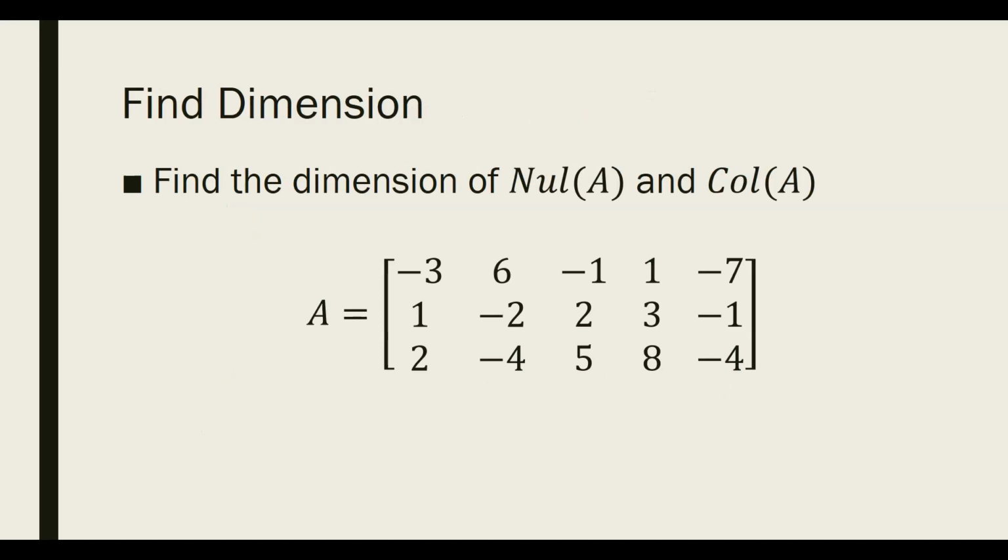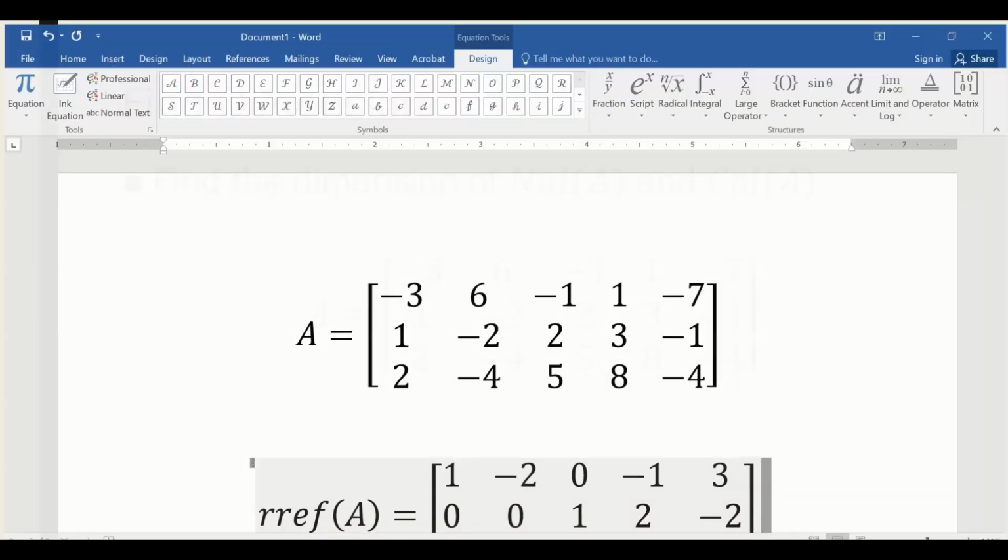So let's find the dimension of the null space and the dimension of the column space for this matrix. Go ahead and push pause on the video and see if you can come up with that on your own. All right, hopefully you've done that and you've taken your time and figured out the dimension for the null space and dimension for the column space.